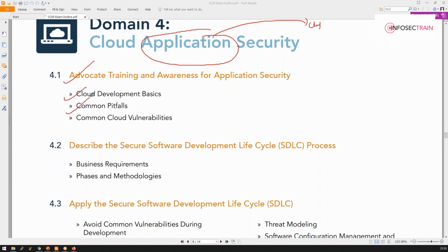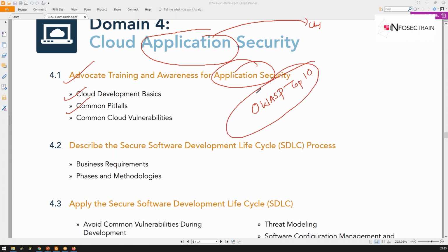And definitely in on-premises, we have a lot of application vulnerabilities. You can refer to the OWASP top 10 application vulnerabilities, like SQL injection, cross-site scripting and so on. More than this, the cloud also has a lot of other challenges like multi-tenancy, service models, and others. So we have to understand all these things for the exam.